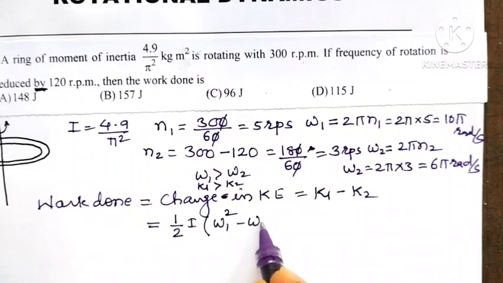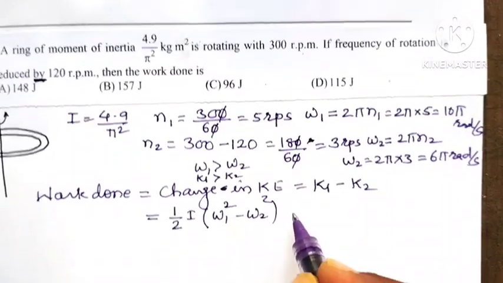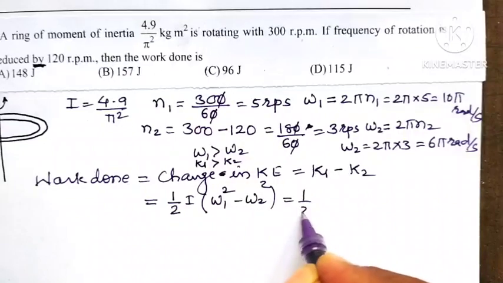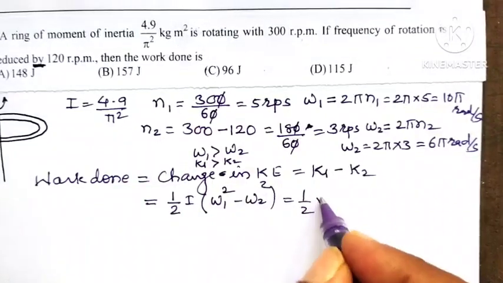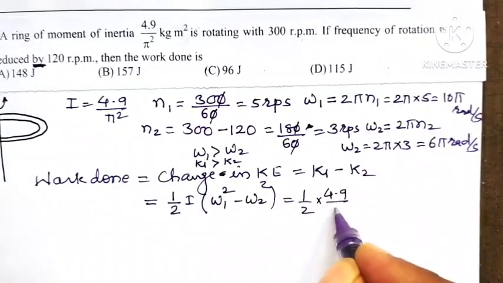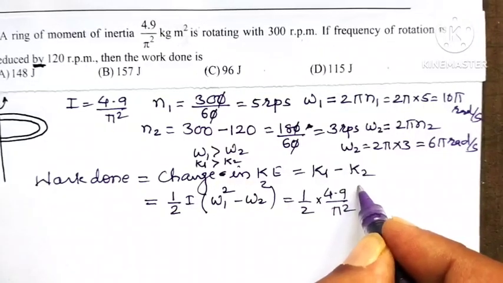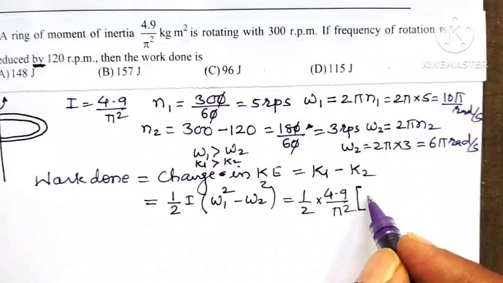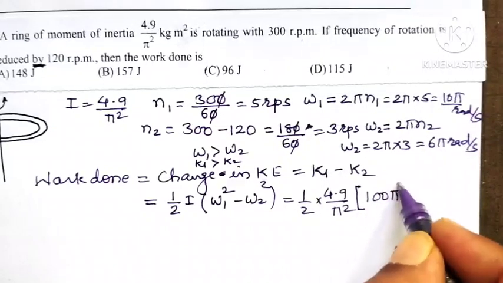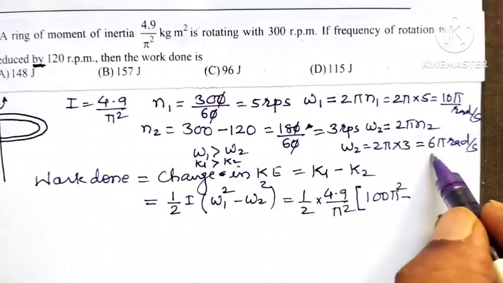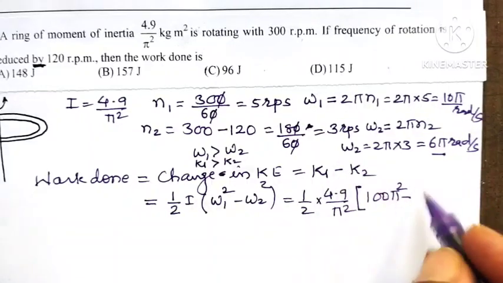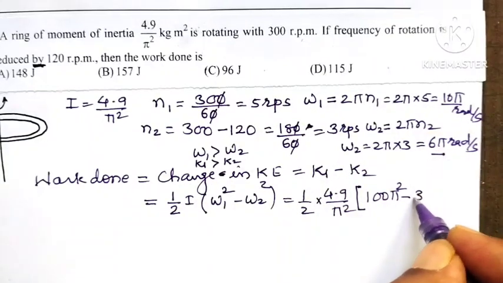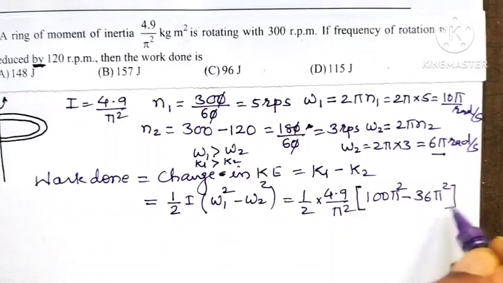So change in kinetic energy, half I is taken as common, omega 1 square minus omega 2 square, that is equal to 1 by 2 into the value of I, which is given 4.9 divided by pi square, and omega 1 square, omega 1 is 10 pi. What is square of omega 1? It is 100 pi square, minus omega 2 is 6 pi. So what is omega 2 square? Square of 6 pi, it is 36 pi square.